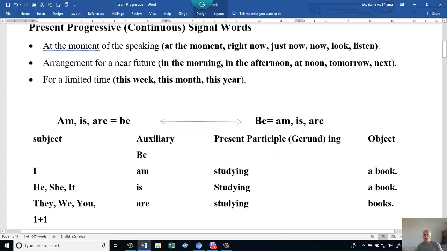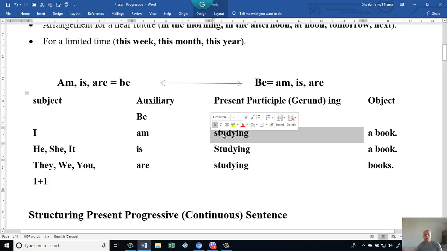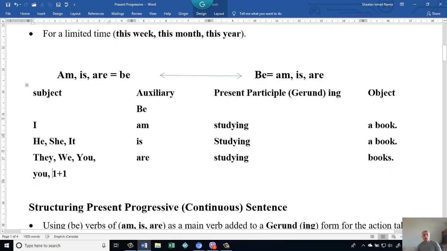The verb to be we use with the present progressive is am, is, are. Then we have a subject, the subject I, then we use the be verb am. Then we have the ing form of the verb study: we add ing to make it a gerund. With he, she, it, we use the be verb is, then the same thing, studying, then we have the object. With they, we, you, we use are as the be verb, then studying, the ing form, then books, the object.